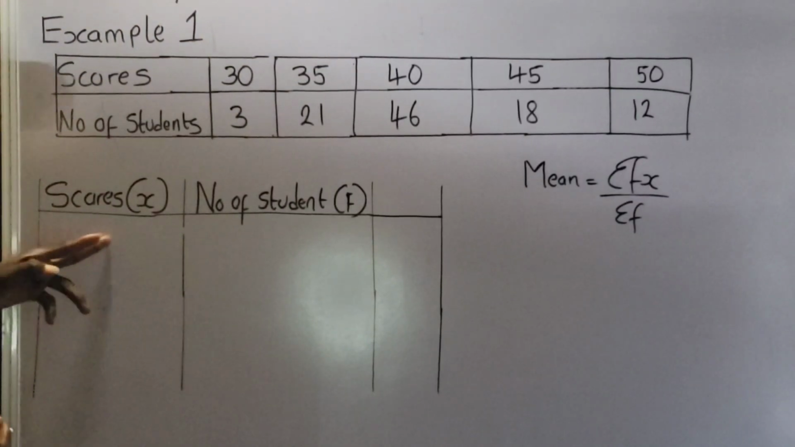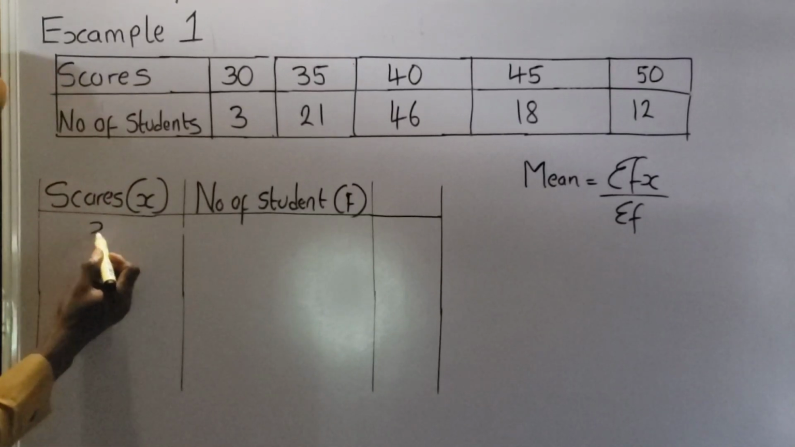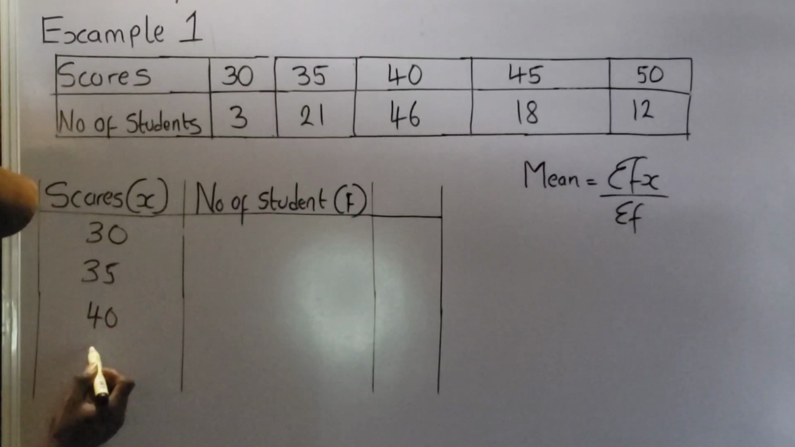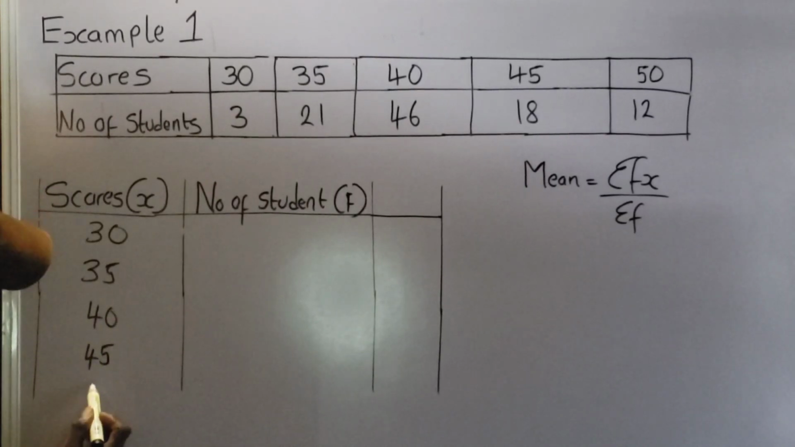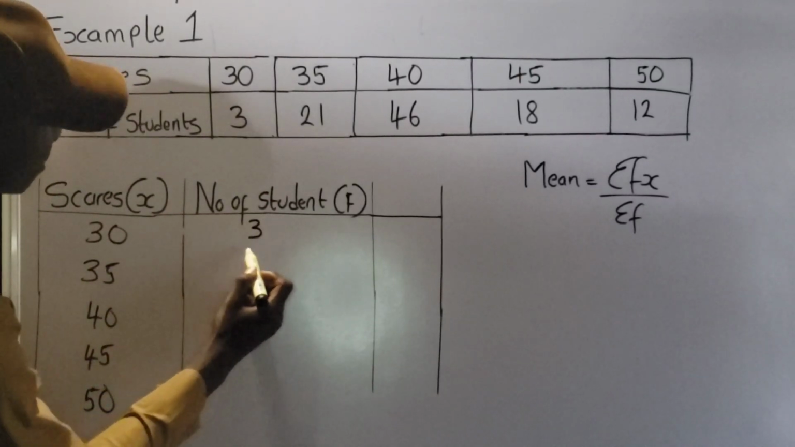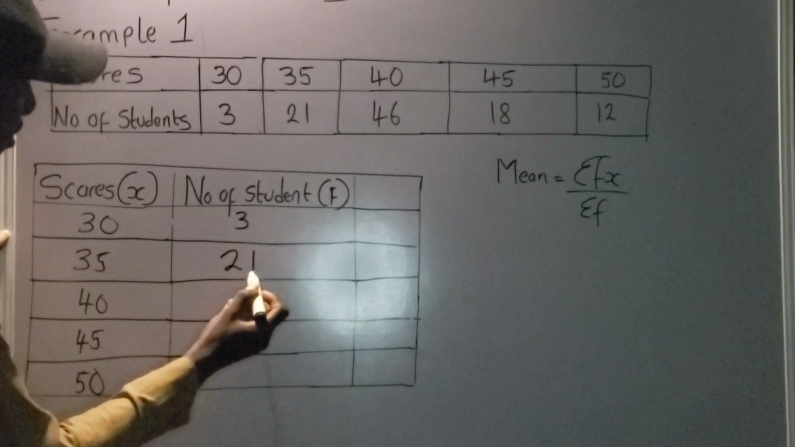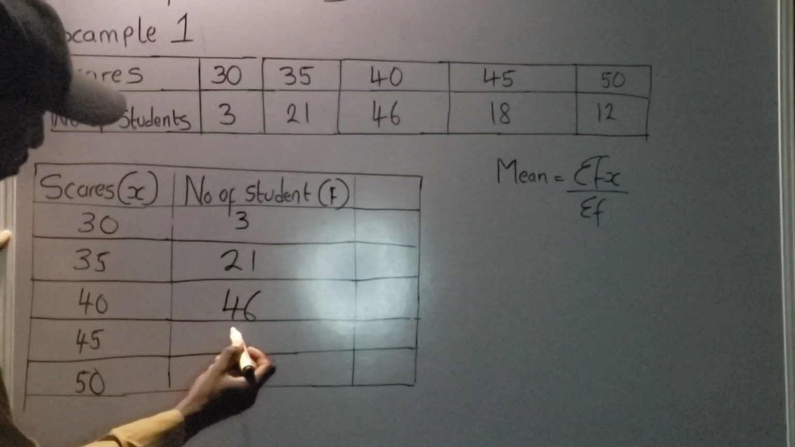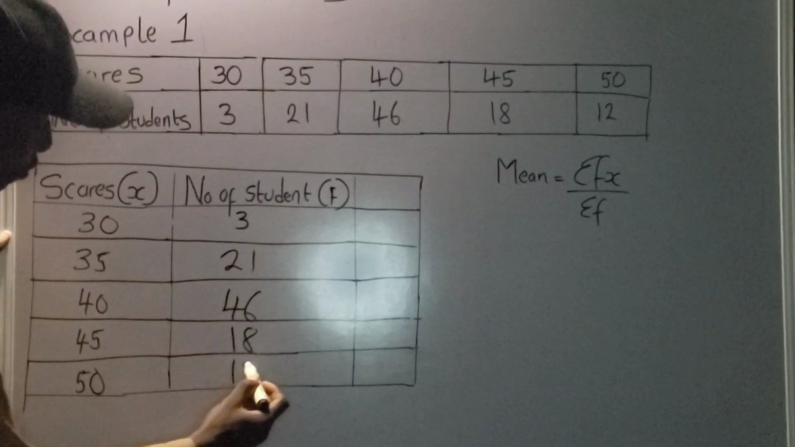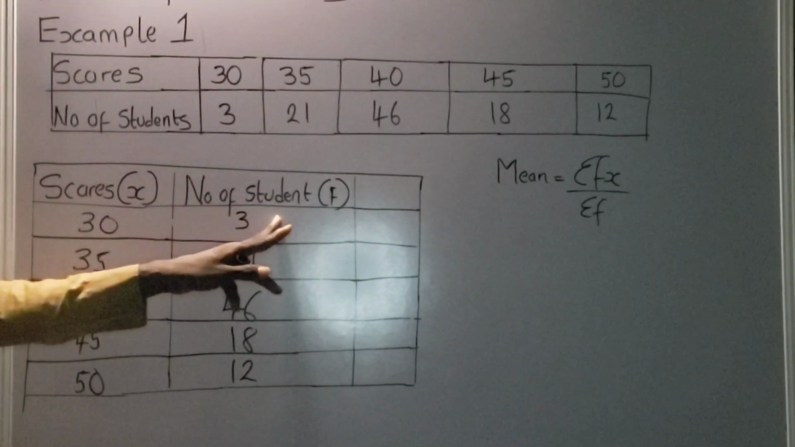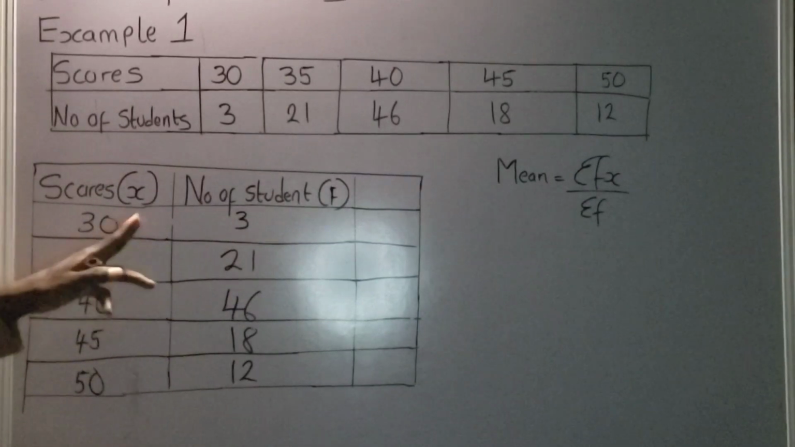Now I told you that the scores is x. Let us list it. We have 30, 35, 40, 45, and 50. Then for the number of students, we have 3, 21, 46, 18, and 12. So according to this formula, I need to find the product of x and the frequency.